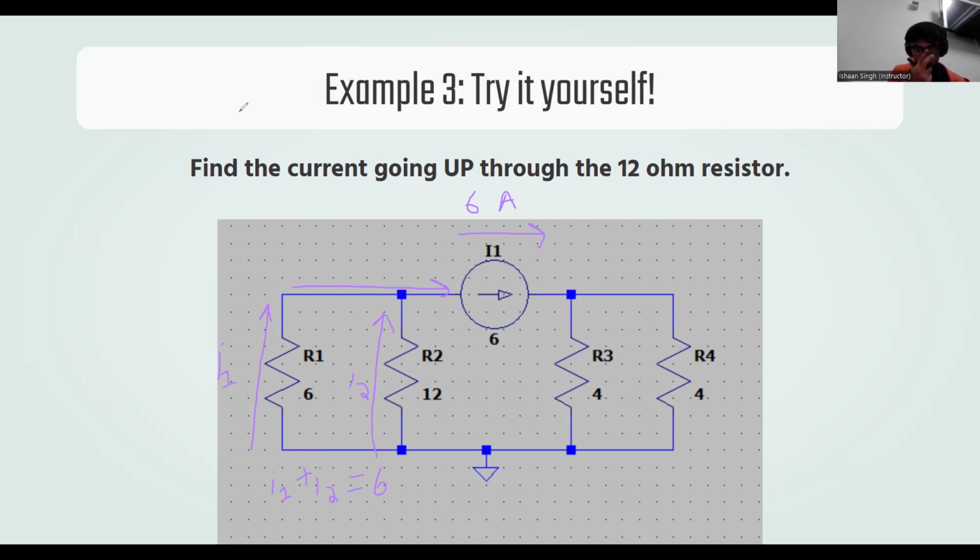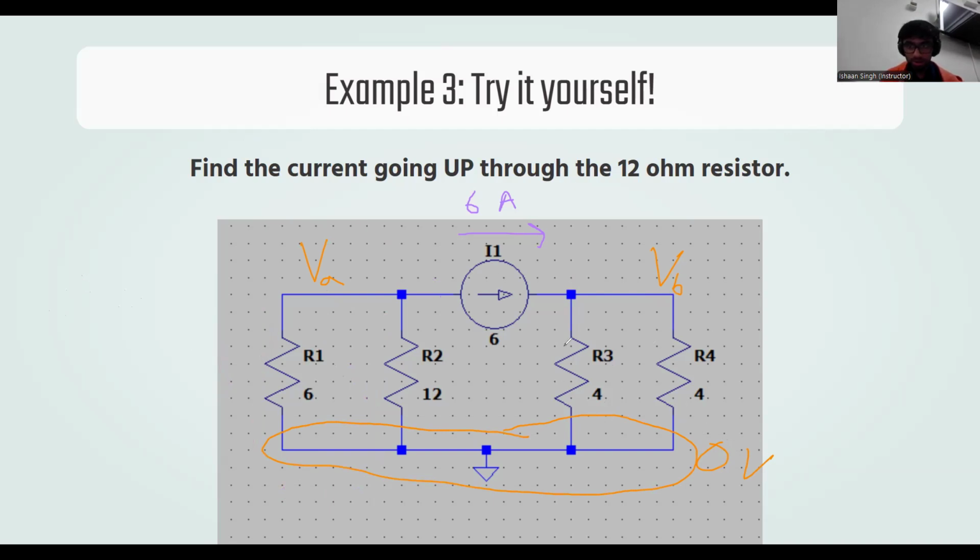Let me start with the more brute force approach, where we literally go through and find all the node voltages. Let's call this voltage right here VA. Let's call this voltage right here VB. And this whole node right here is going to be 0 volts.